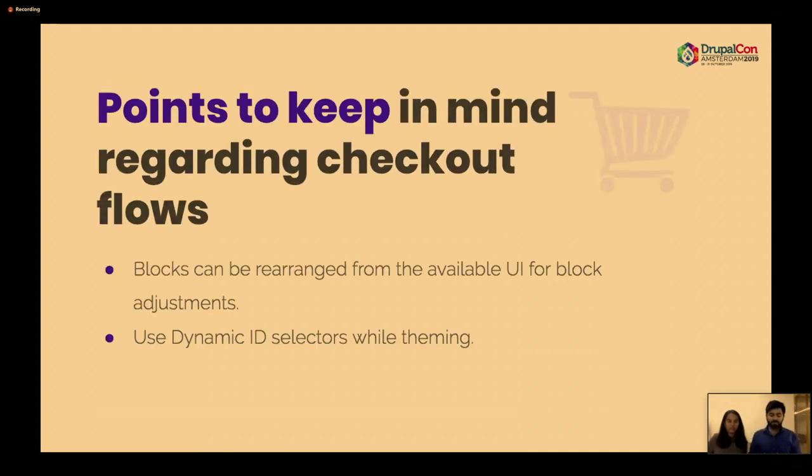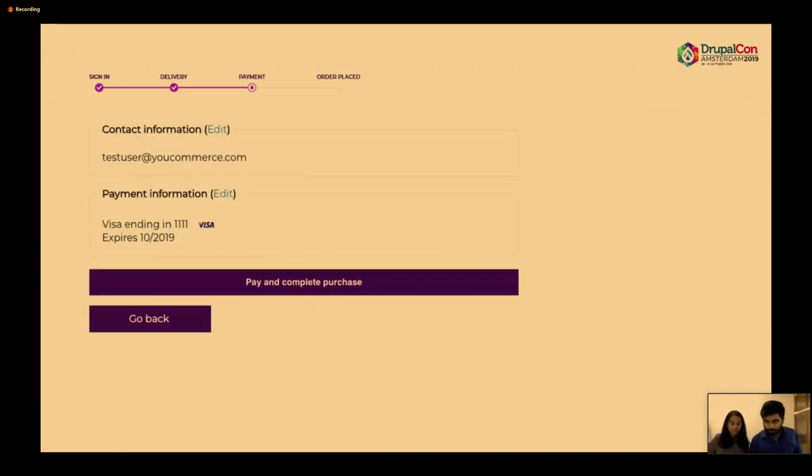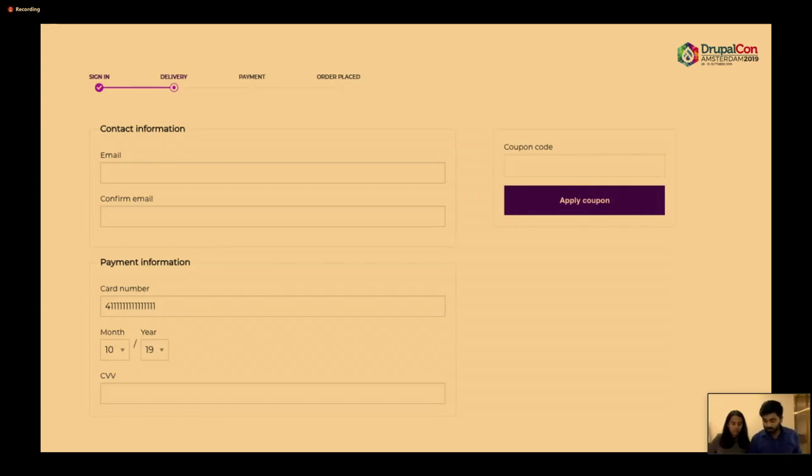Here is a point which needs to be kept in mind regarding the checkout flow. Blocks can be rearranged from the available UI for block adjustment, using dynamic ID selectors while theming. One more concern here is that sometimes the form which we showed regarding the payment information, the fields need to be rearranged. This can be easily done using form alters.